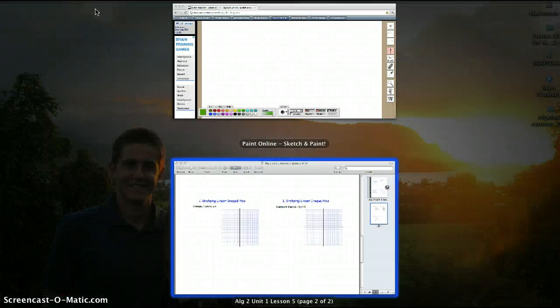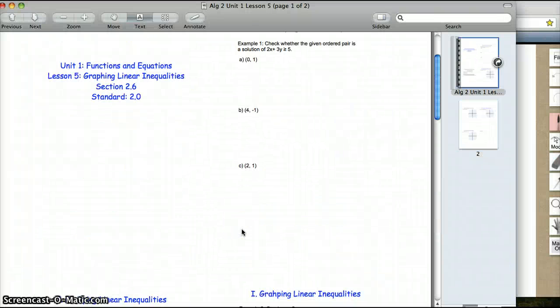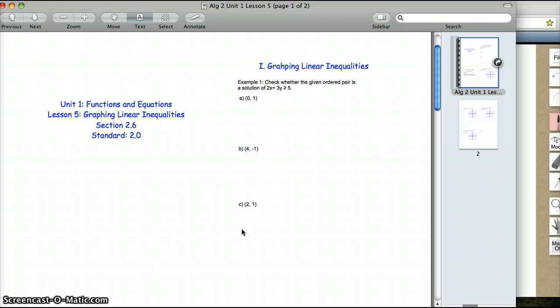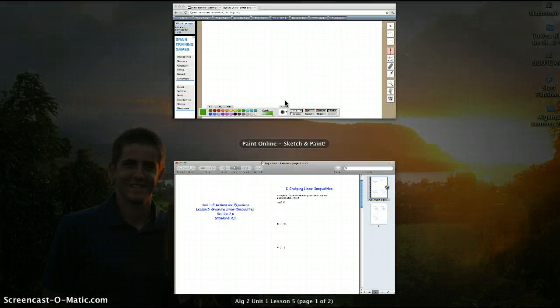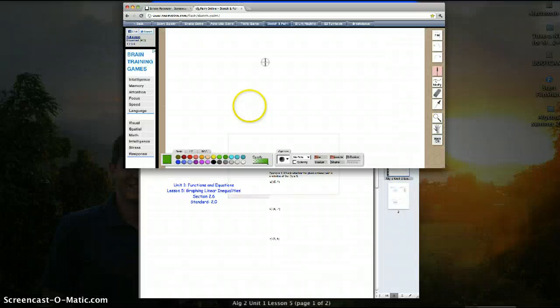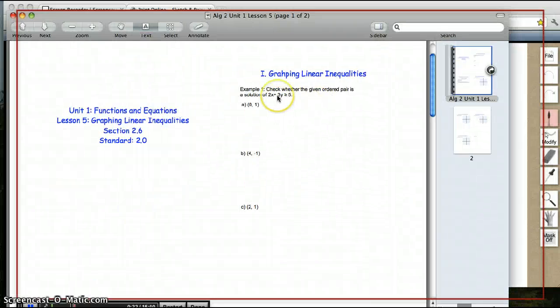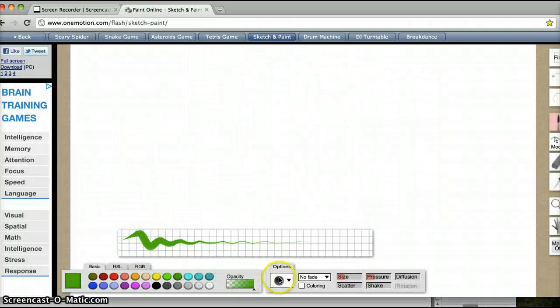Okay, so we're going to talk a little bit about graphing linear inequalities. Now, the first thing that you need to do is know how to check whether an ordered pair is a solution or not. So how you do that is we're going to take this first inequality up here. So we've got 2x plus 3y is greater than or equal to 5.